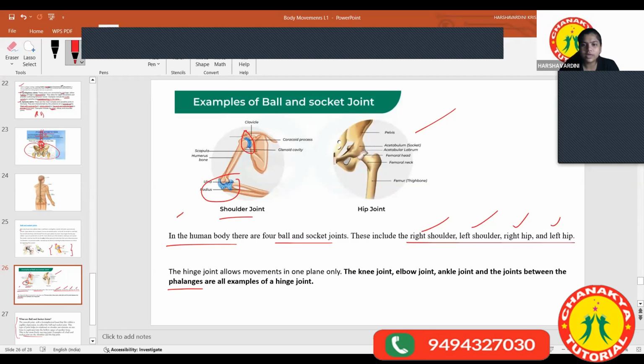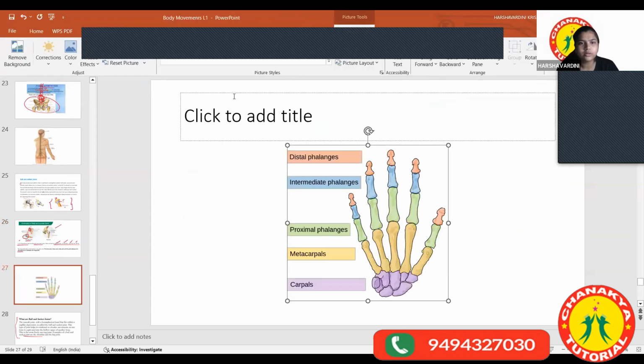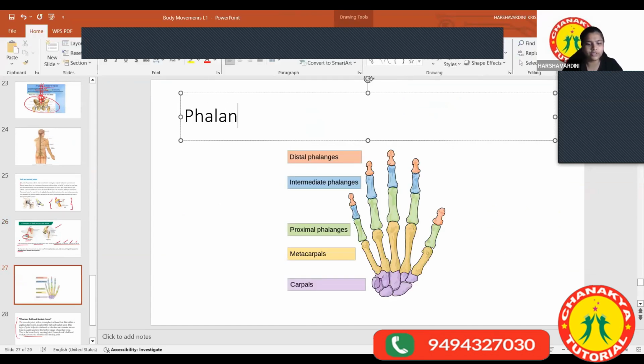So I'll show you the image. Wait. Ma'am, can you send the PPT in resources? I will send, surely I will. Wait, I got an image. I'll share with you. Oh, yeah. I'll say phalanges.